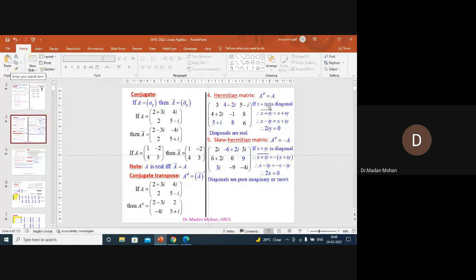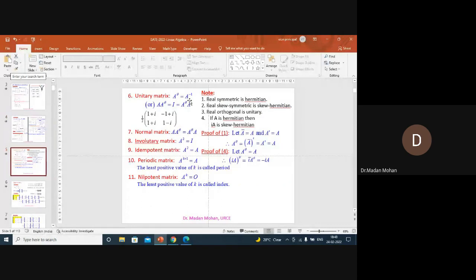A power theta equal to A is a Hermitian matrix. A power theta equal to minus A is a skew Hermitian matrix. A power theta equal to A inverse, we call a unitary matrix.